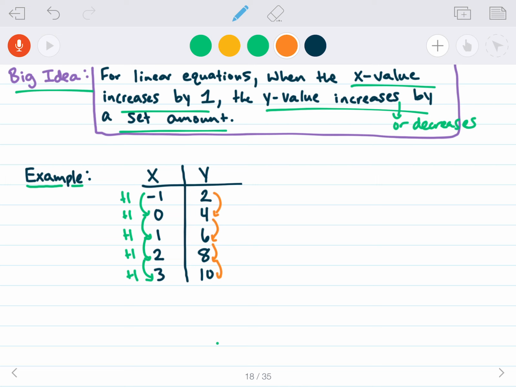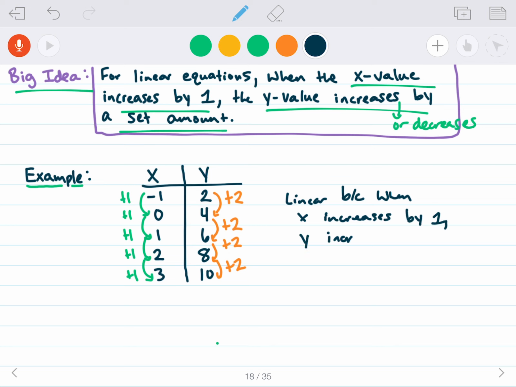So we start at 2, we go to 4, that's plus 2. We are at 4, we go to 6, that's another plus 2. 6 to 8, plus 2. 8 to 10, plus 2. So right off the bat, you can see this is linear. This produces a line, because when x increases by 1, y increases by 2. That's how you can tell if a table is linear.